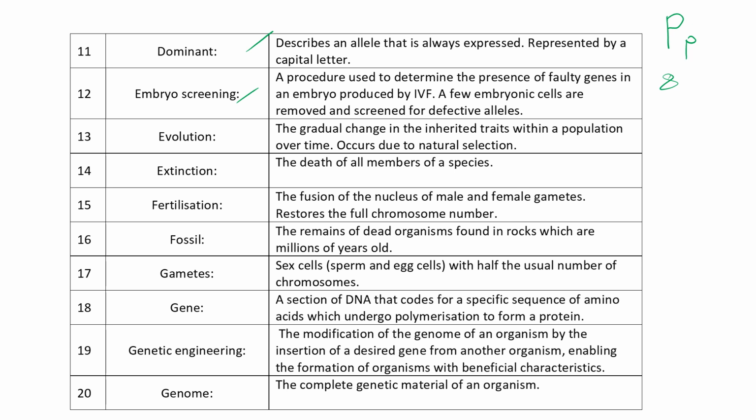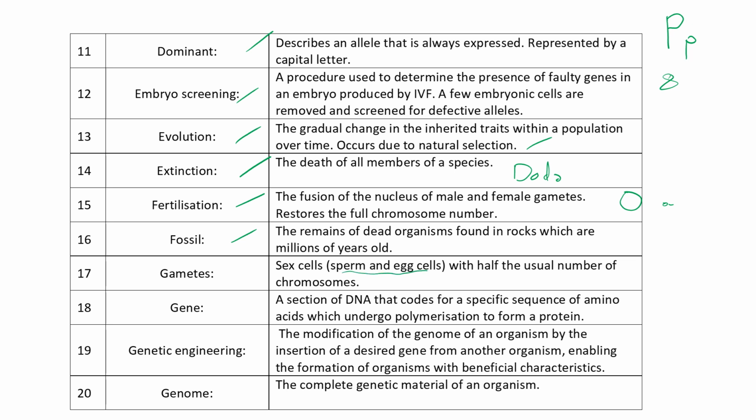The gradual change in inherited traits within a population over time occurs due to natural selection, survival of the fittest. That is evolution. The death of all members of a species, dodo: extinction. The fusion of a nucleus of a male and female gamete, so you've got the egg, you've got the sperm: fertilization. The remains of dead organisms found in rocks which are millions of years old: fossils.